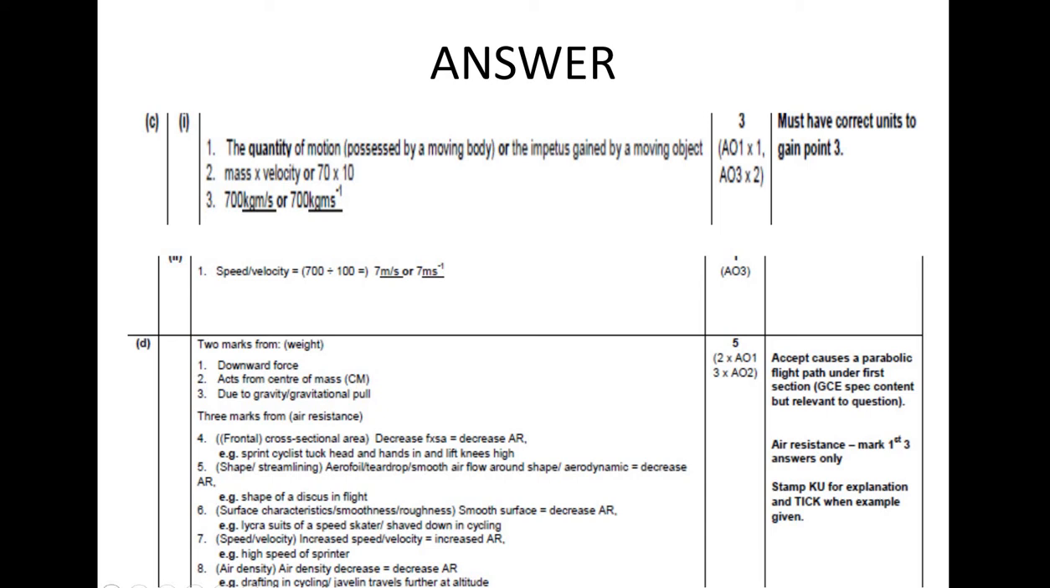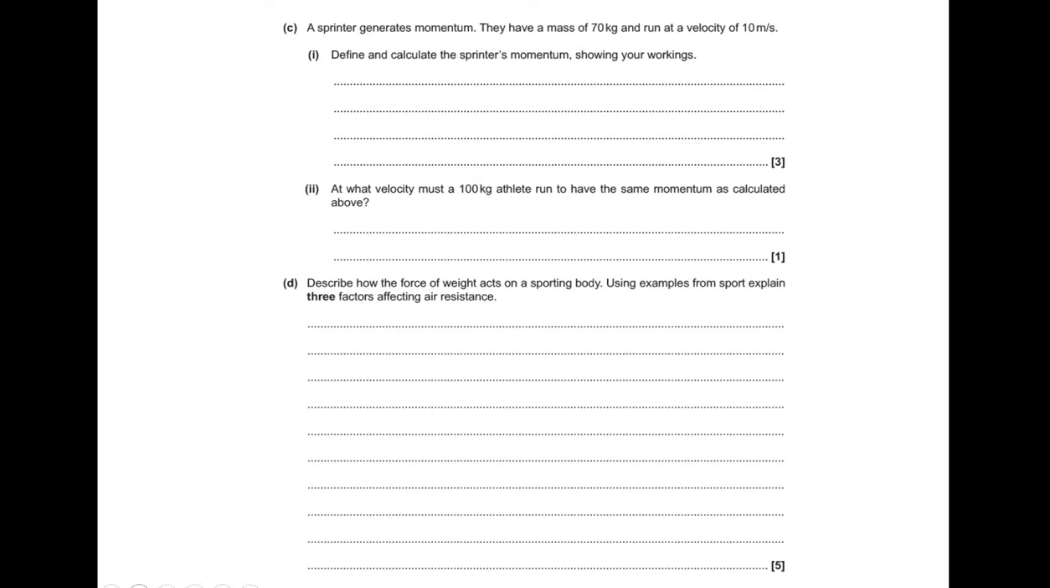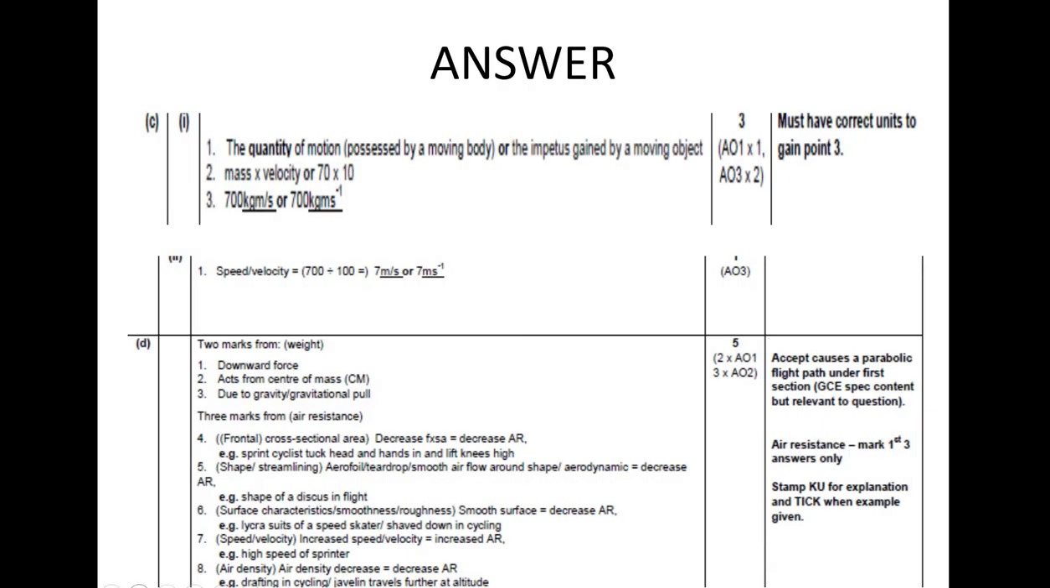So the third question was: describe how the force of weight acts on a sporting body. Using examples from sport, explain 3 factors affecting air resistance. So there are 2 different parts to this question. Now the first part, talking about weight and the force that it acts on the body, will get you a maximum of 2 marks. You get 2 marks for saying it's a downward force, it acts from the centre of mass, and it's due to gravity or gravitational pull. If you've said 2 out of 3 of those things, you will get the 2 marks.